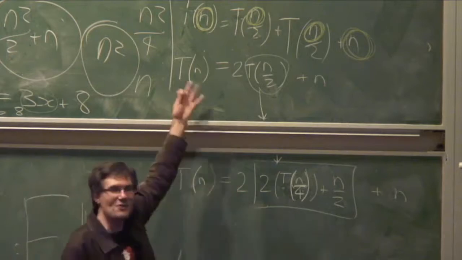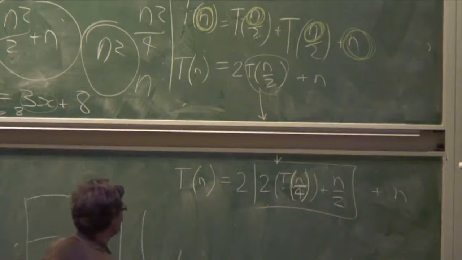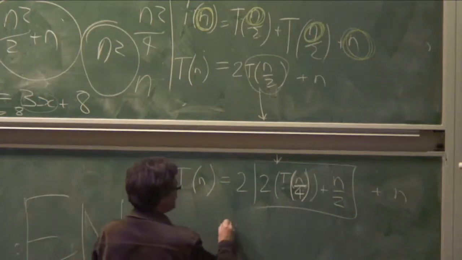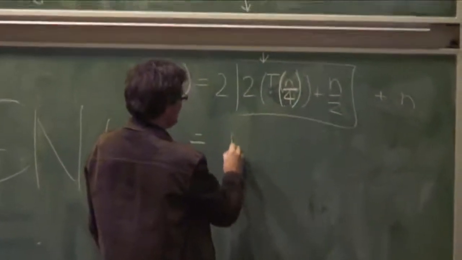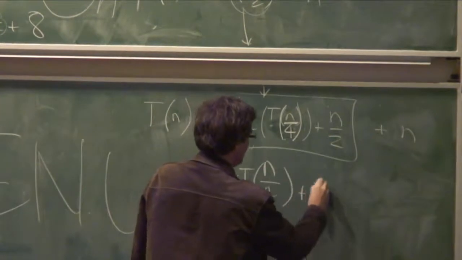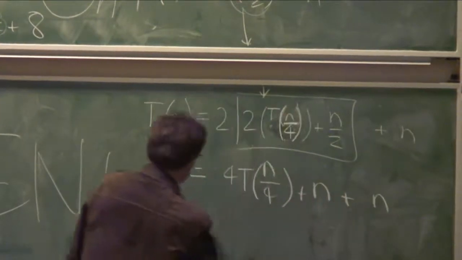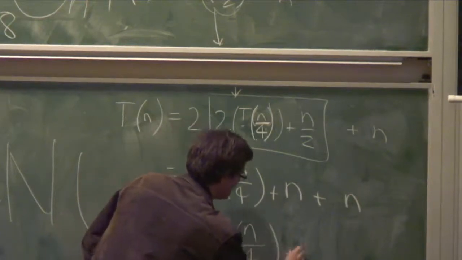Just write that down. If you write nothing else in this lecture, write down these 3 lines, because that's the magic. Because now it's just really mindless what happens. Now you just say, oh, that's equal to 2 lots of all this. That's 4 lots of T(n/4) plus n, equals 4 lots of T(n/4) plus 2n.